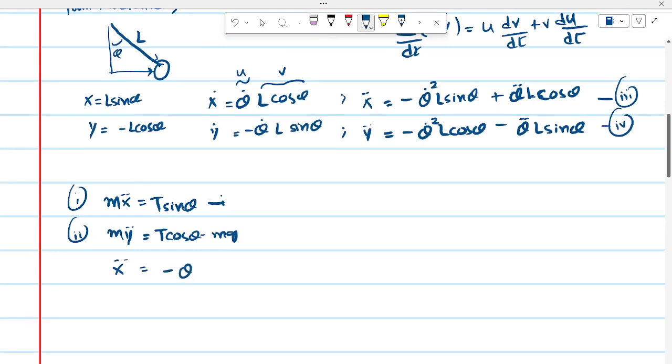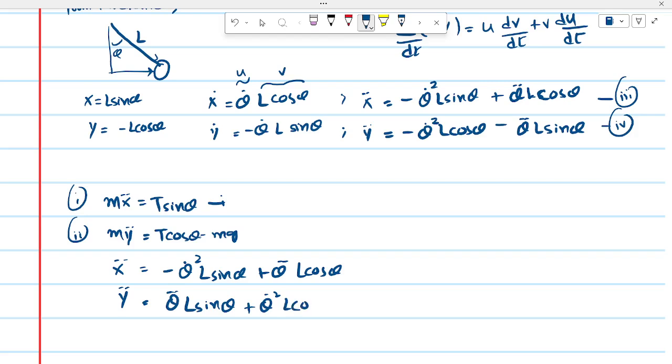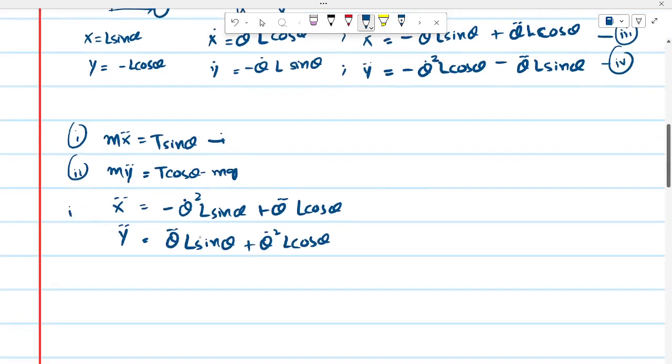Our third equation is x double dot equals minus theta dot square into L sine theta plus theta double dot L cosine theta, and the fourth equation is y double dot equals theta double dot L sine theta plus theta dot square L cosine theta. So that's equation 3 and that's equation 4.